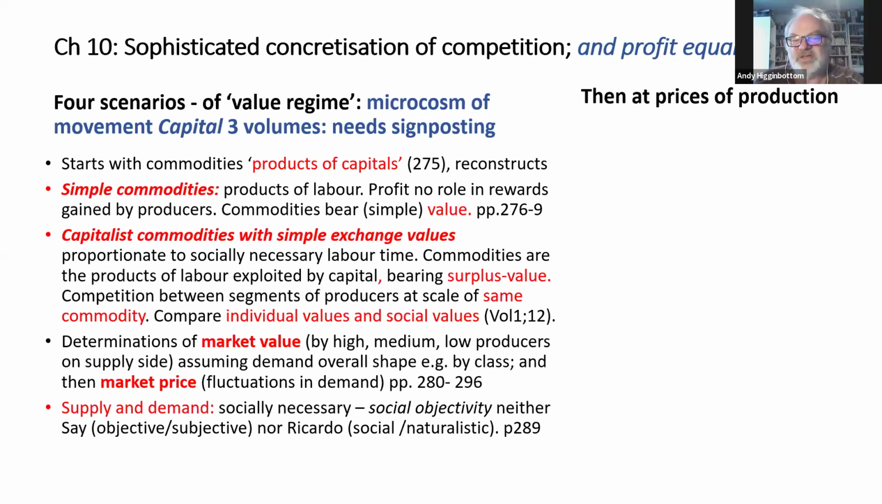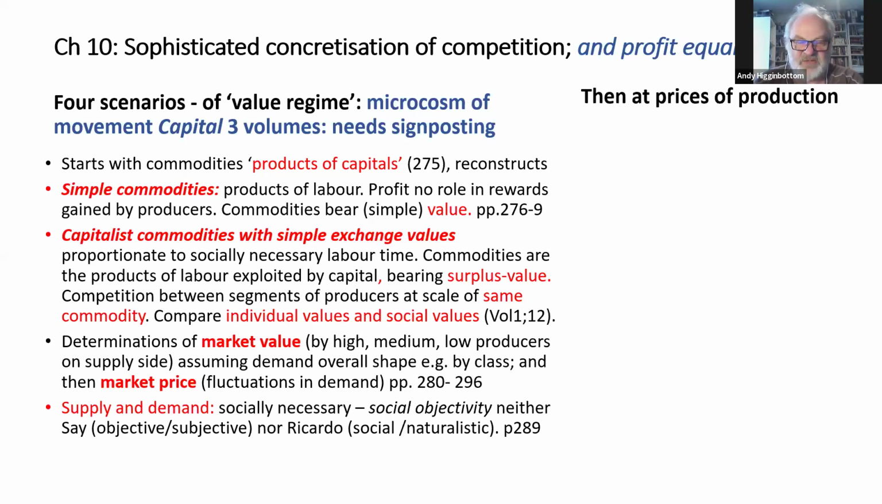But these capitalist commodities are still being exchanged at their simple exchange values. So these commodities are bearers of surplus value, and there's competition between producers of the same commodity. Again, it's a reprise of chapter 12 in particular, volume one. Most of volume one is written on these assumptions. What Marx uses to take the analysis further is explaining that in reality there's the movement of supply and demand. So it's a concretization of his presentation in volume one.